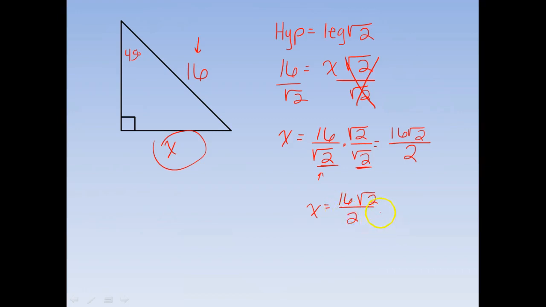Now I will simplify. 2 goes into 16 8 times. Root 2. And your leg is 8 root 2. So that is the answer, 8 root 2. So these two legs will both be 8 root 2.